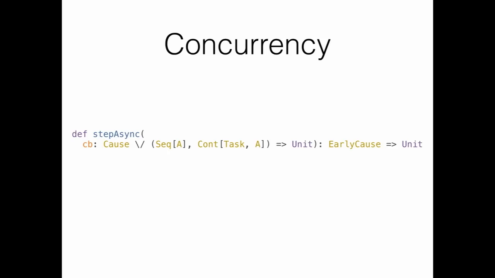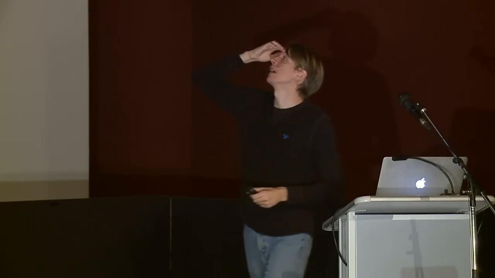Meanwhile, the step async function has returned to us a function from early cause to unit. Now, early cause is basically cause. And what this means is we have a way of interrupting the process which is now concurrently running on this other thread. We have a way of shutting it down if, for example, we were running two of them and one of them hit an exception or something like that.